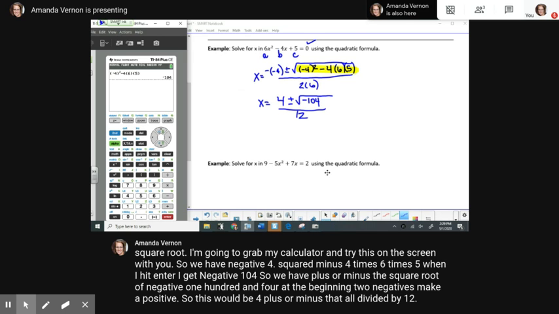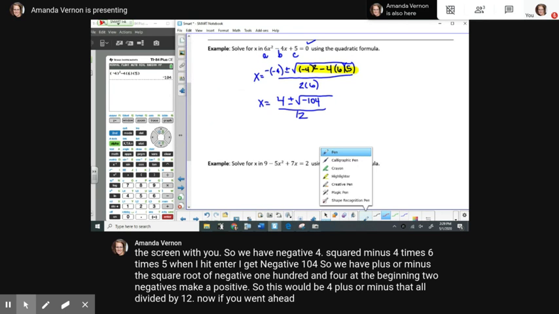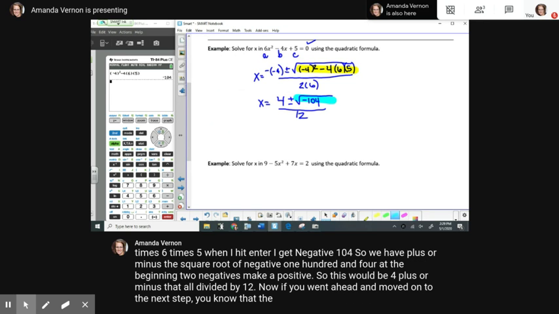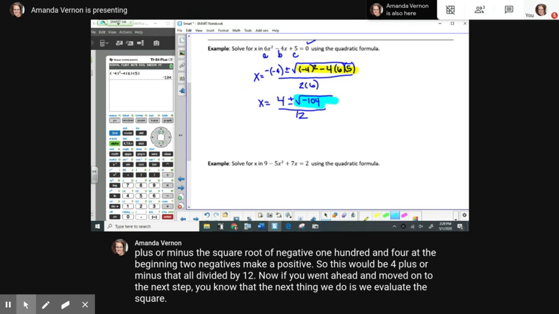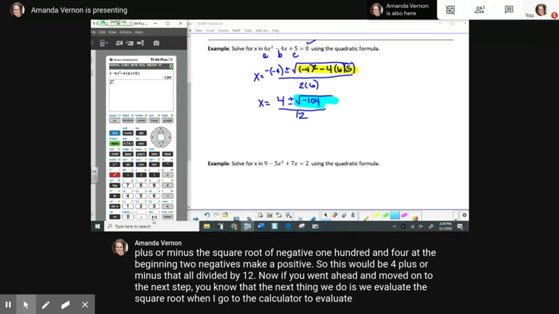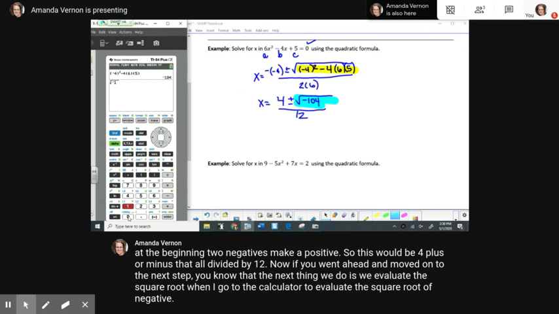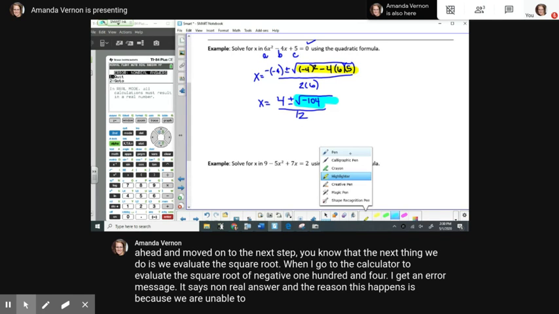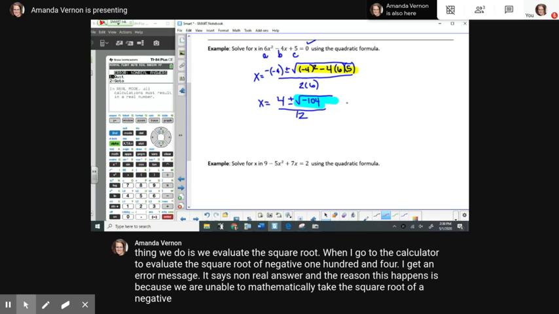Now, if you went ahead and moved on to the next step, you know that the next thing we do is we evaluate the square root. When I go to the calculator to evaluate the square root of negative 104, I get an error message. It says non-real answer. And the reason this happens is because we are unable to mathematically take the square root of a negative number and get a real answer. We get an imaginary one.